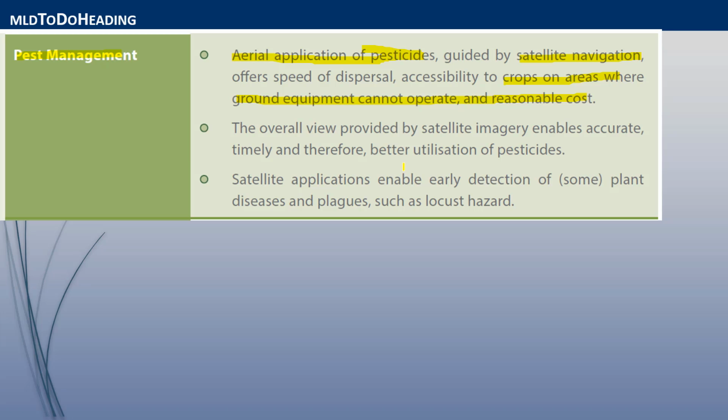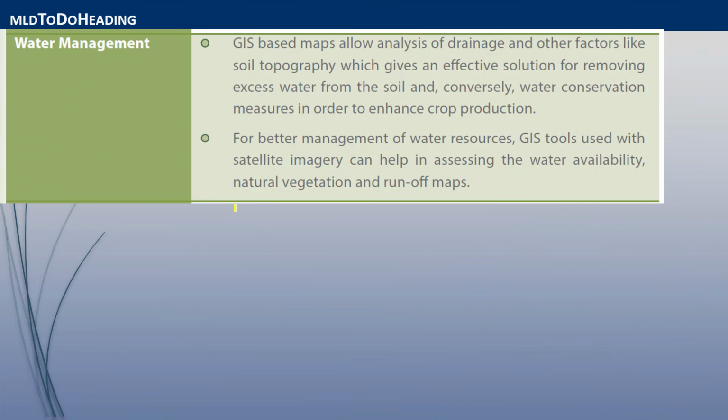And the satellite imagery enables better utilization of pesticide, and also it helps in early detection of some plant diseases and plagues with the help of satellites. So satellites play a very important role in pest management.